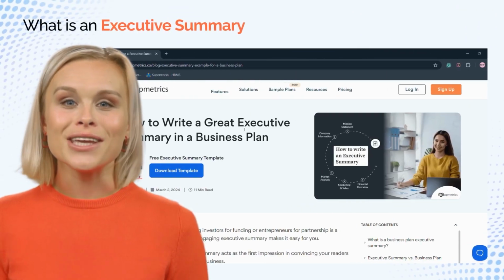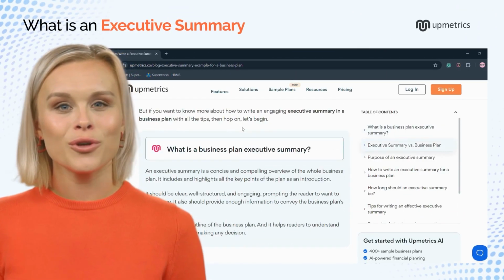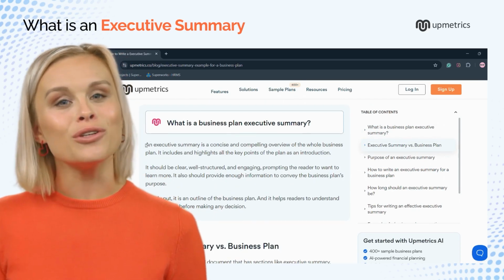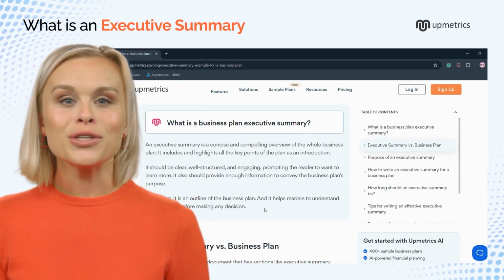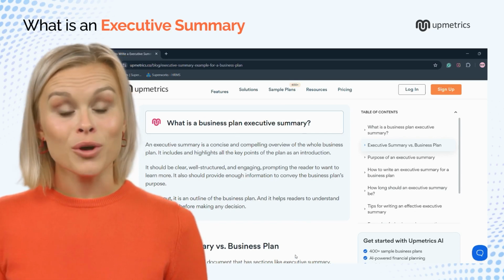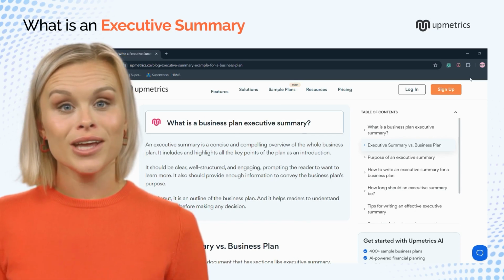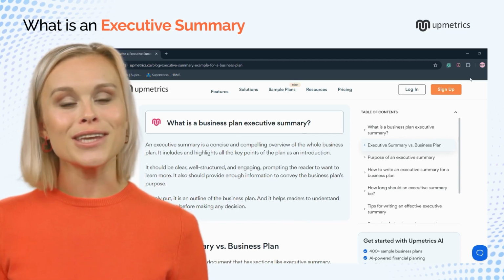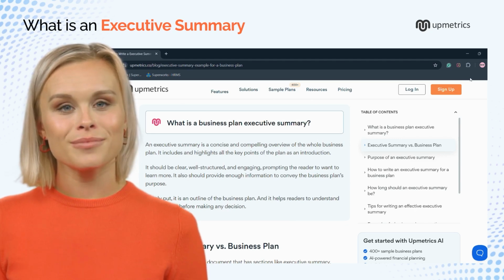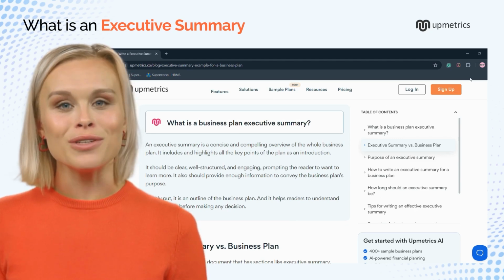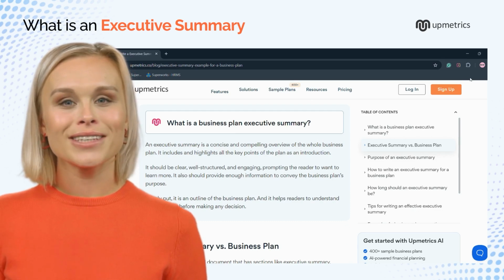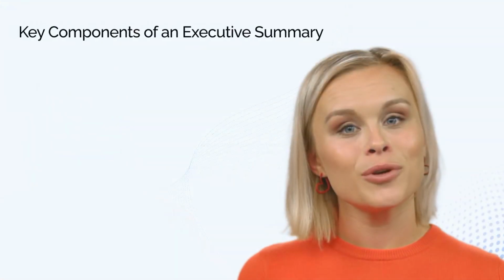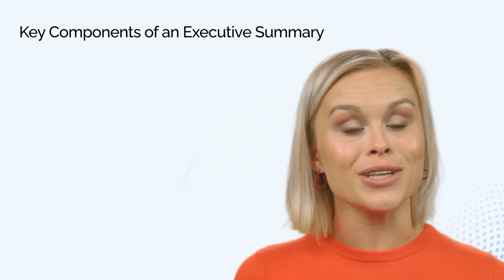First off, what's an executive summary? It's a brief overview of your entire business plan, highlighting the most important parts. Think of it as your business's introduction. It should be clear, well-structured, and engaging, prompting the reader to want to learn more. It also should provide enough information to convey the business plan's purpose. Simply put, it is an outline of the business plan, and it helps readers to understand your business before making any decision. What are the key components of your executive summary?